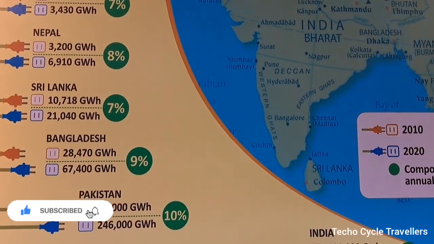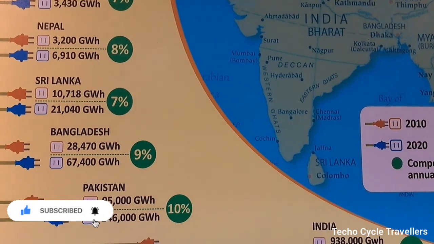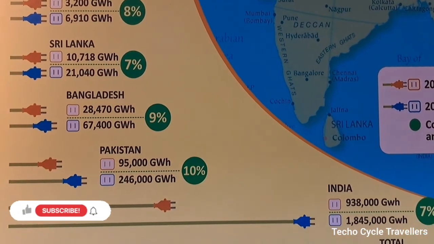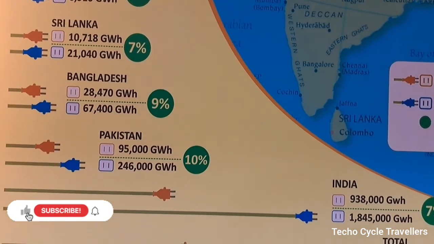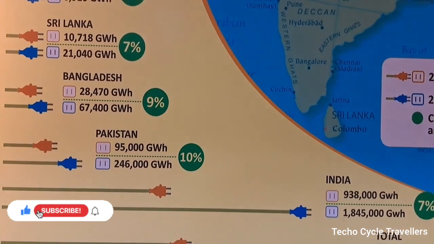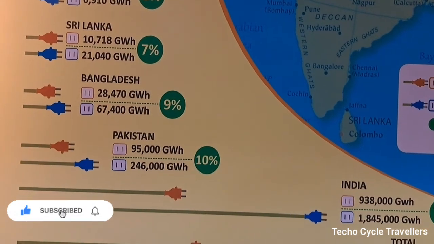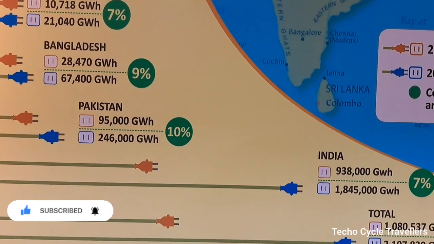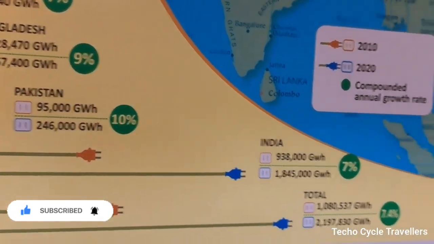Sri Lanka. Demand is 21,040 gigawatts. Supply is only 10,780 gigawatts. Bangladesh. Demand is 67,400 gigawatts. Supply is only 28,470 gigawatts. Pakistan. Demand is 2,46,000 gigawatts. Supply is only 95,000 gigawatts.